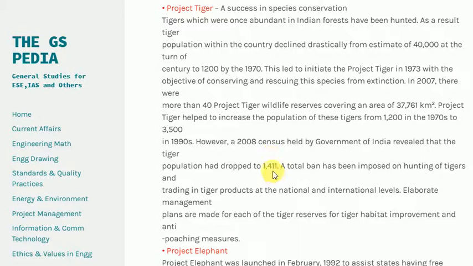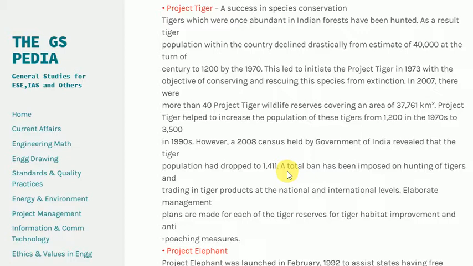1,411. A total ban has been imposed on hunting of tigers and trading in tiger products at the national and international levels. Elaborate management plans are made for each of the tiger reserves for tiger habitat improvement and anti-poaching measures.